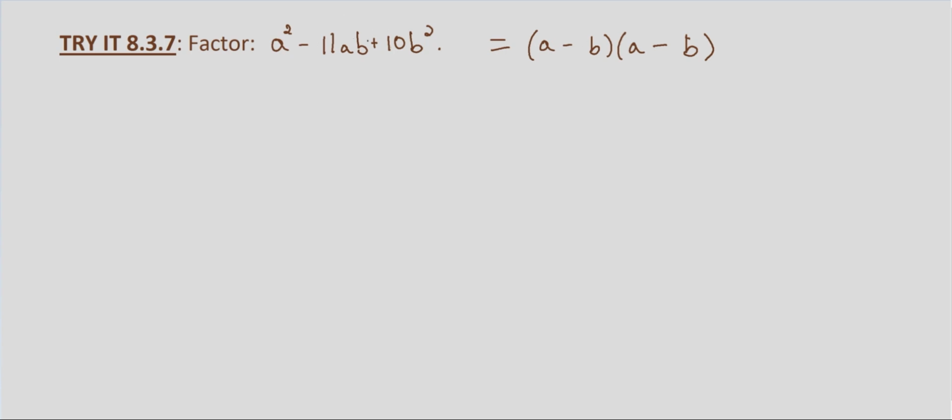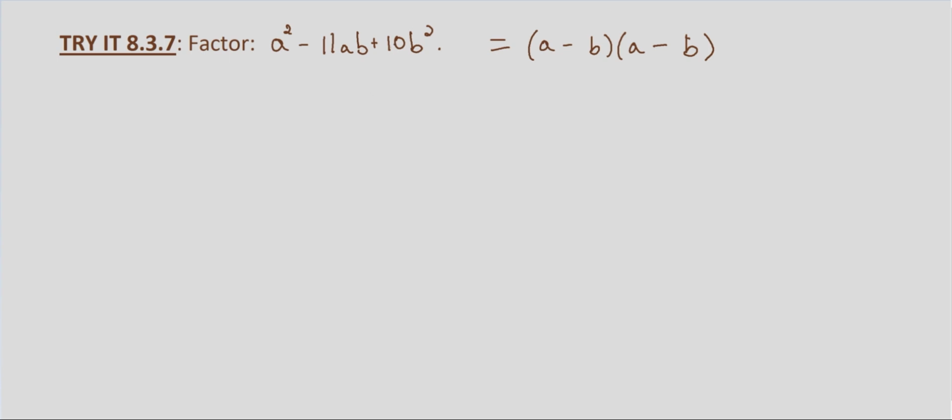And then we know it's going to be minus and minus because we have a positive being added at the end with the squared term, but a minus being subtracted for our middle term. So it's going to be minus, minus, and then something times b and something times b at the end. So I went ahead and wrote that off to the side, a minus b times a minus b.